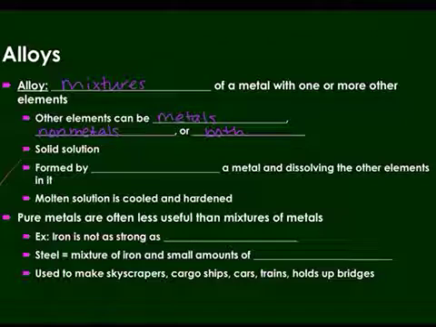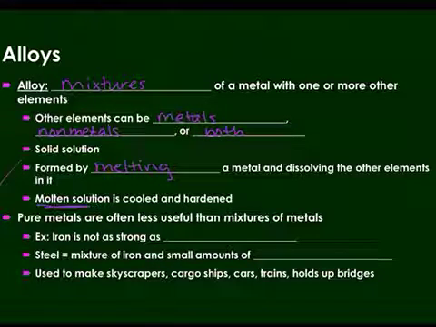They form a solid solution, and so these are created by melting a metal and then dissolving the other elements in it. Then that liquid molten solution gets cooled and hardened, and then we have an alloy that we can use. So pure metals are often less useful than these mixtures.